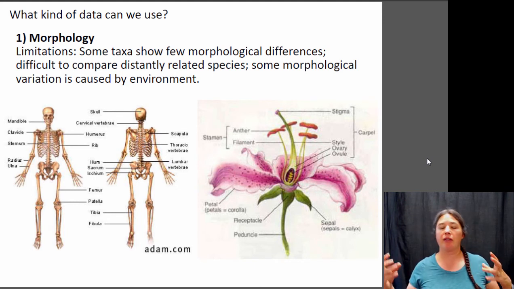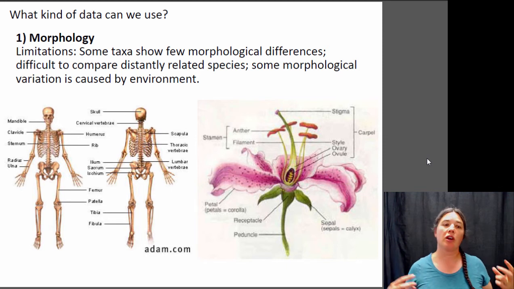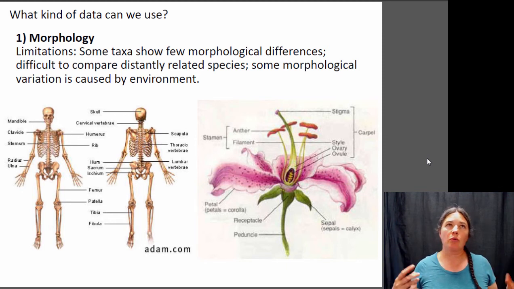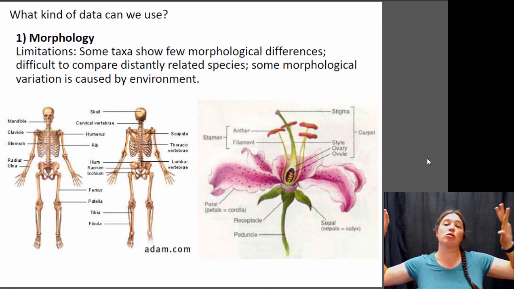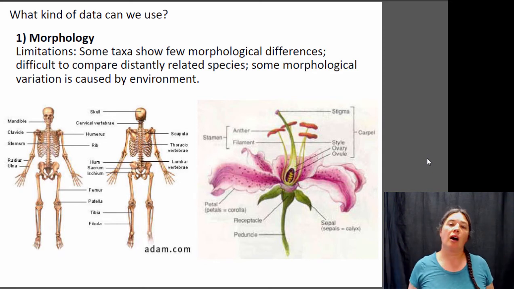Things like flower structure, bone structure. You tend to want to use things that are relatively conserved. They don't evolve super fast, because those tend to build better trees, particularly if you're looking at deep evolutionary time. The problem with this, though, is that some taxa don't show a lot of differences, and it's also kind of difficult to compare things that are really different because they show too many morphological differences. So that can be a little bit tricky.